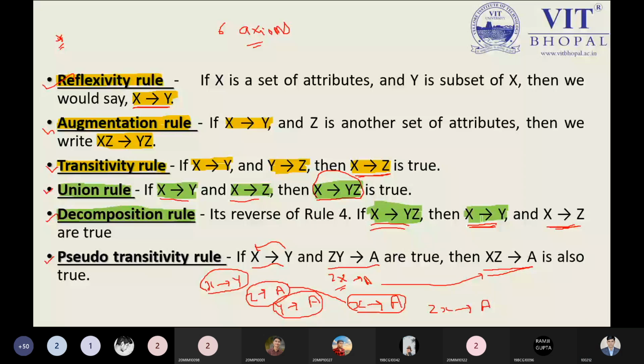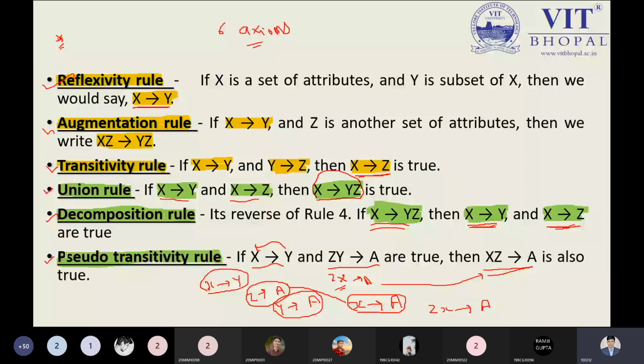And last one, we have the pseudo-transitivity rule. The pseudo-transitivity rule is a new axiom, and sometimes whatever problem we have, we can use it. After applying the pseudo-transitivity rule, we see whether it is possible or not, so let us understand this.